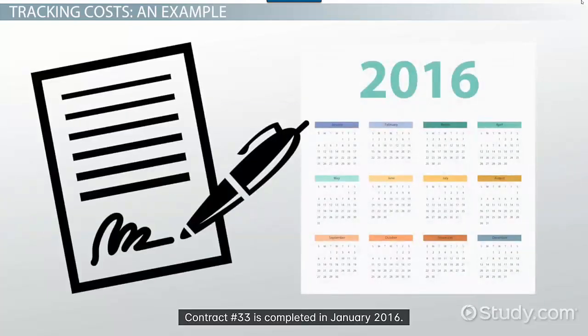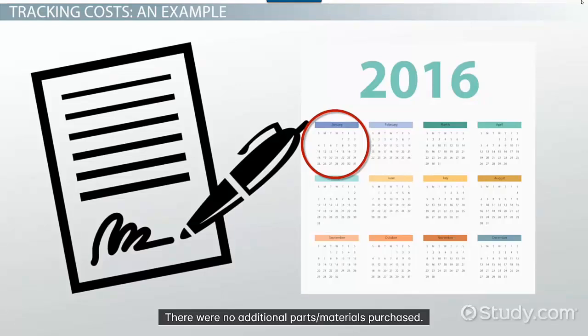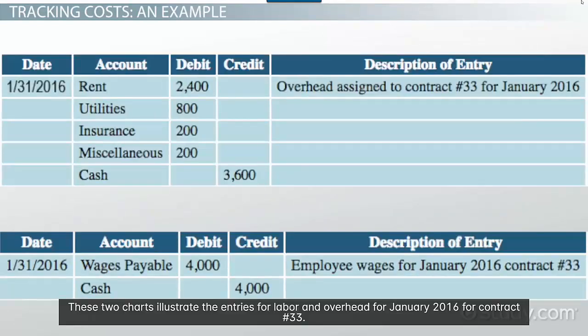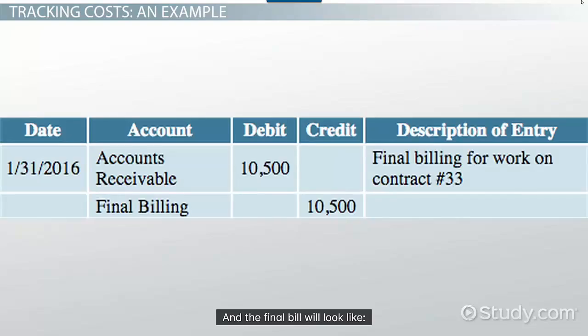Contract 33 is completed in January of 2016. There were no additional parts or materials purchased. These two charts illustrate the entries for labor and overhead for January 2016 for Contract 33. And the final bill will look like this.